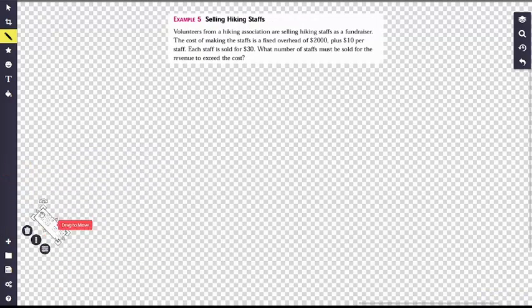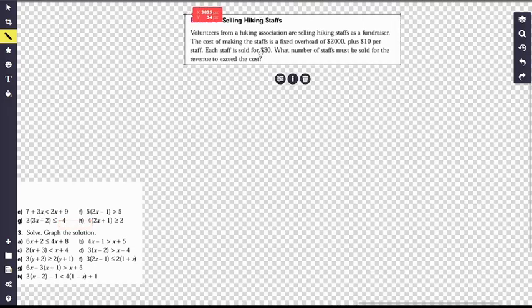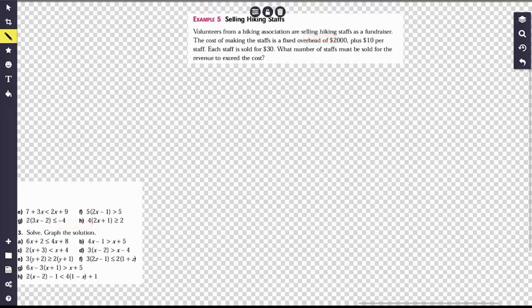Now let's do a word problem. So I love word problems. Volunteers from a hiking association are selling hiking staffs as a fundraiser. The cost of making the staffs is a fixed overhead of $2,000 plus $10 per staff. Each staff is sold for $30. What numbers of staff must be sold for the revenue to exceed the cost?